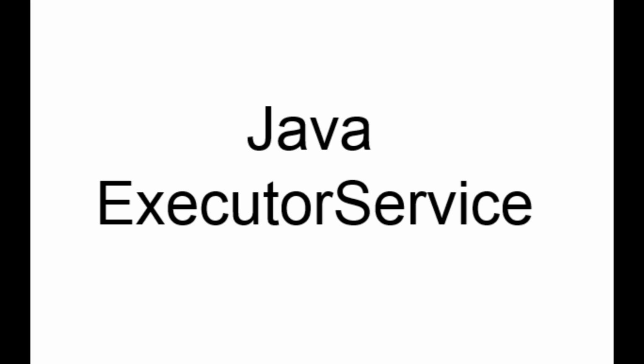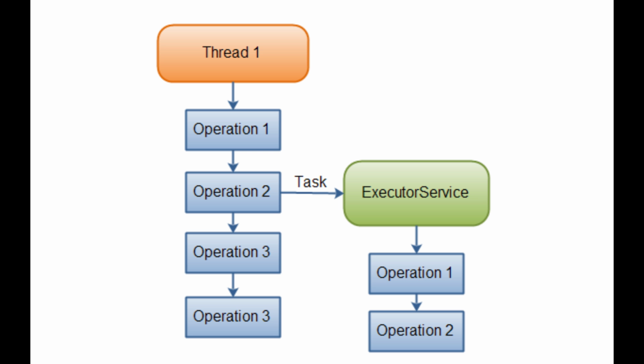The Java util concurrent executor service enables you to execute tasks in parallel in Java. In this video, I will show you how to use Java's executor service. Let me first show you how the executor service works in theory.